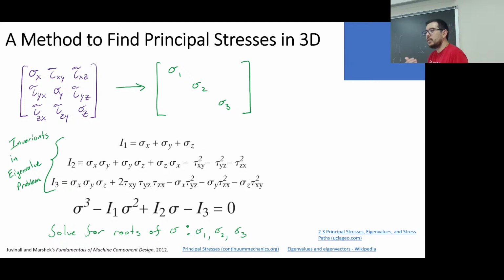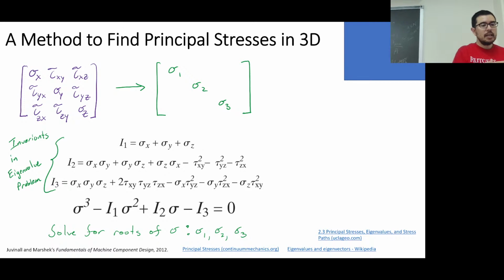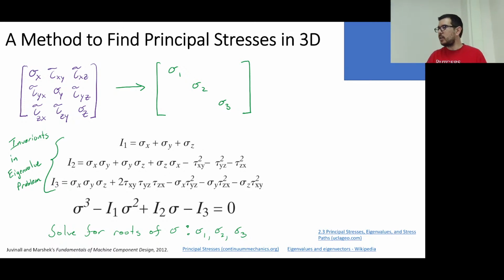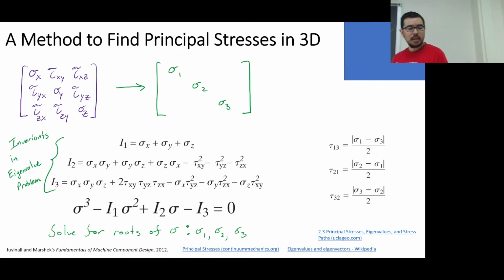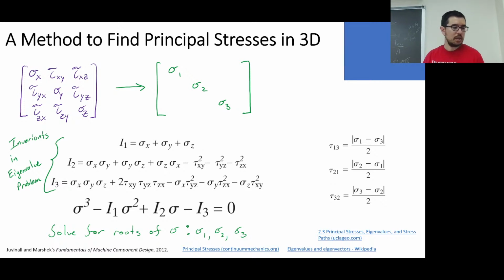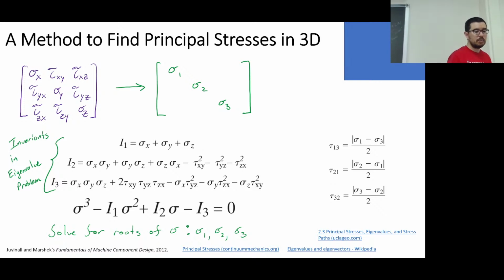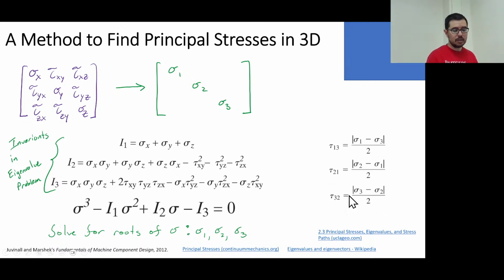This technique doesn't tell you the associated rotations that are necessary to get to this state of stress. It just tells you these are the magnitudes of sigma 1, sigma 2, and sigma 3. Okay? And if you want to know what a tau 1,3 would be, a tau 2,1, a tau 3,2, you could figure it out using these equations.